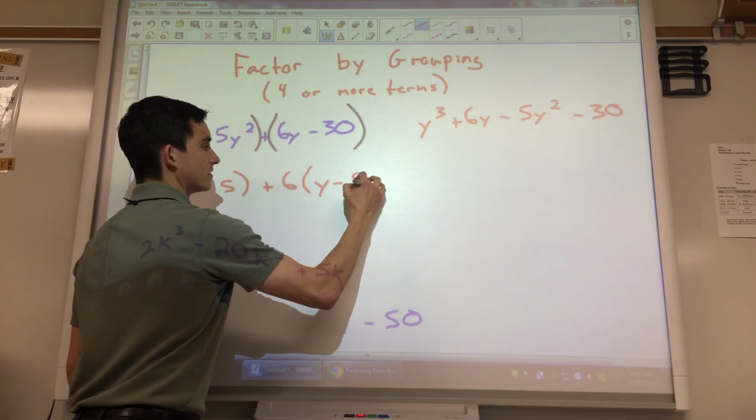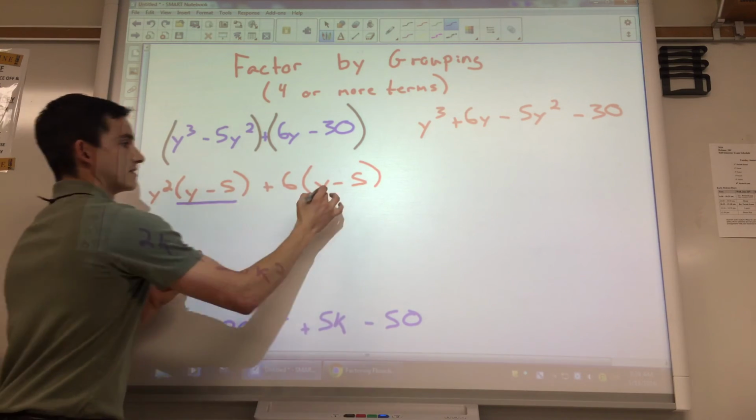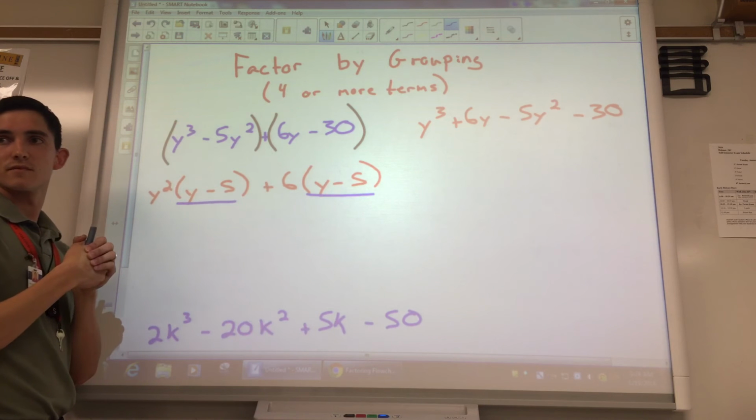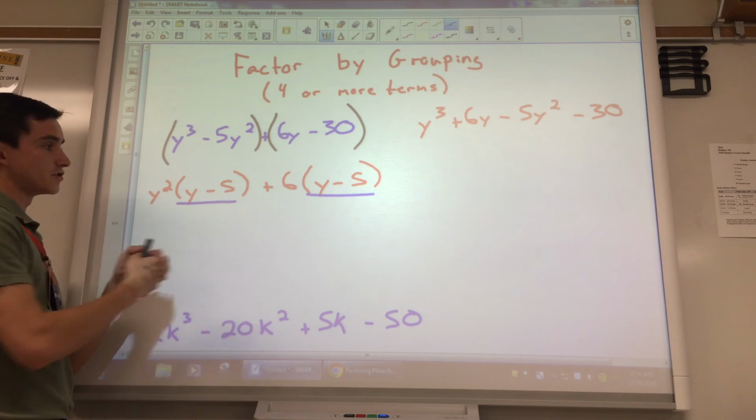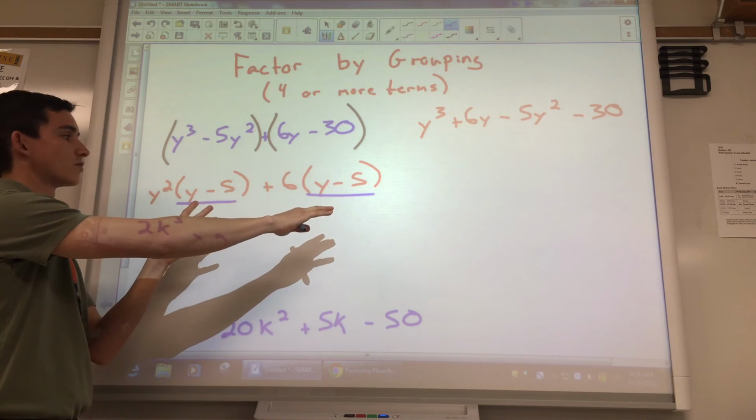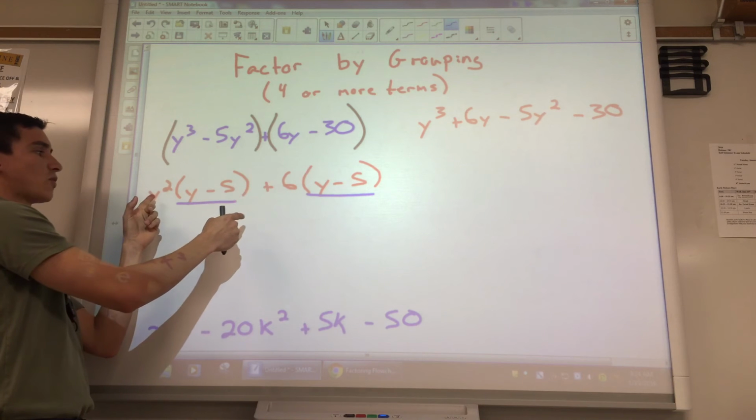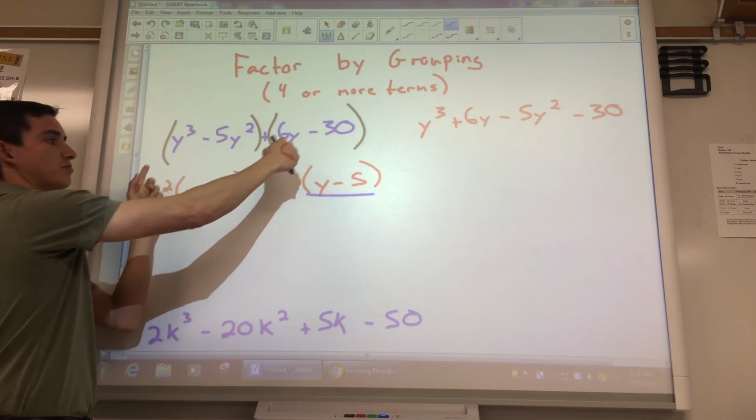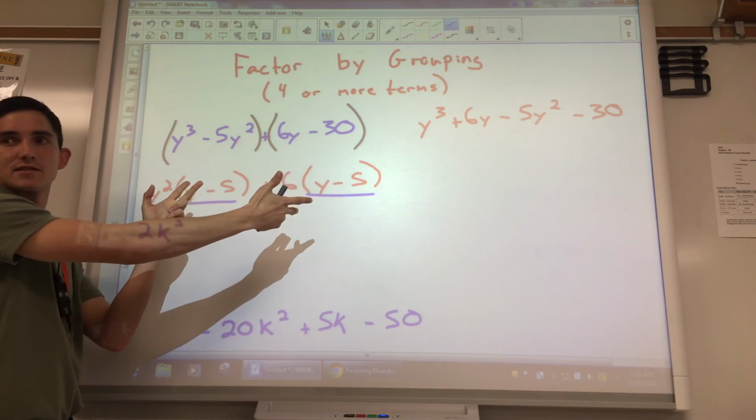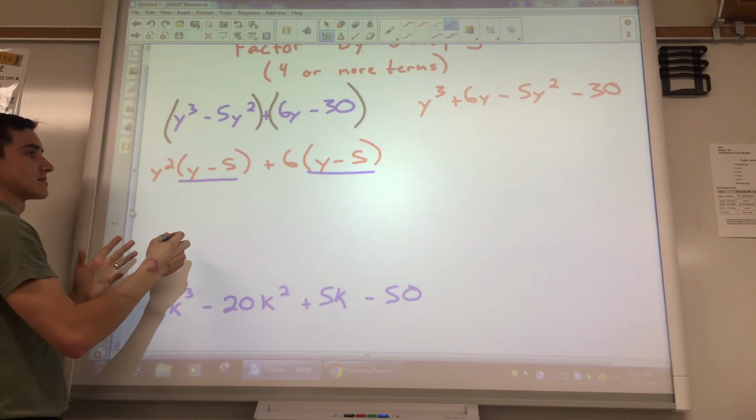Okay, now, guys, catch what I'm saying right here. When you're factoring by grouping, this is what you're looking for. Does that make sense? Do you see how those are the same? Y minus 5, y minus 5? So what do we have then? We have 2 different things that are being multiplied by the same thing. They're both y squared and 6 are being multiplied by y minus 5. Does that make sense? So the final answer looks like this.